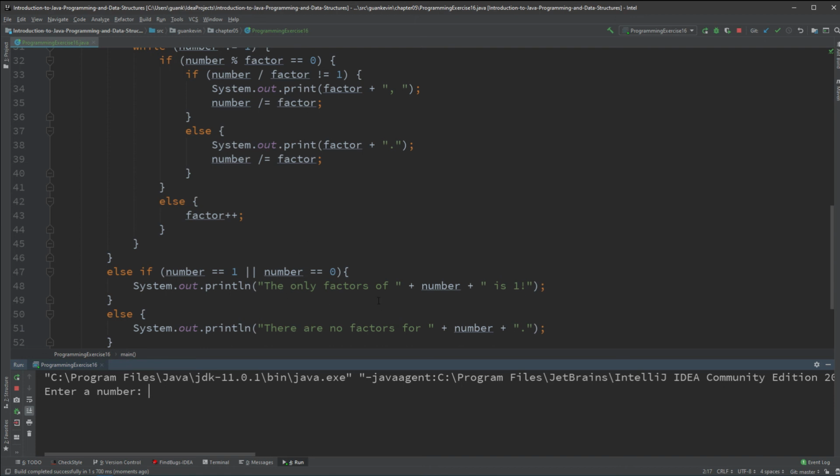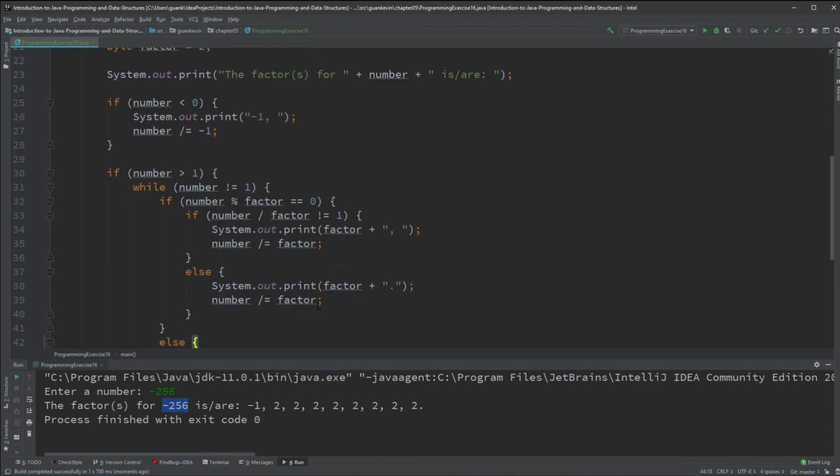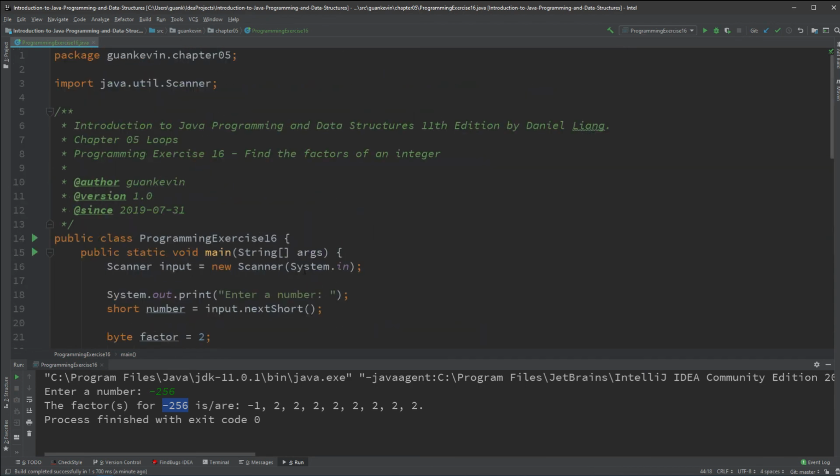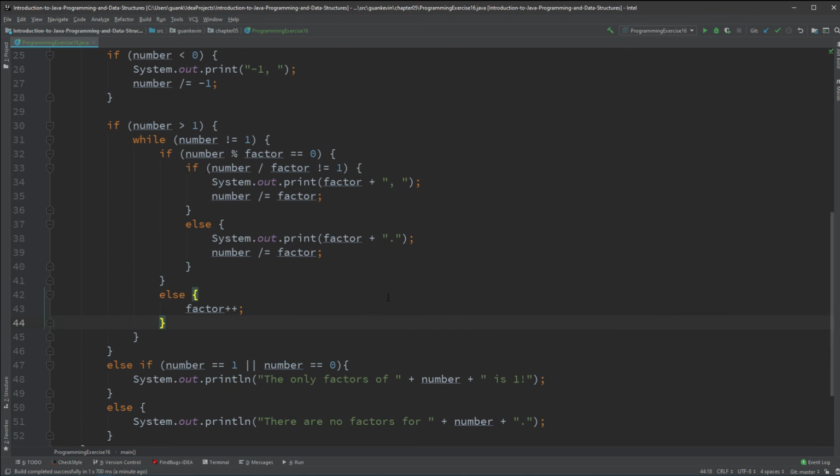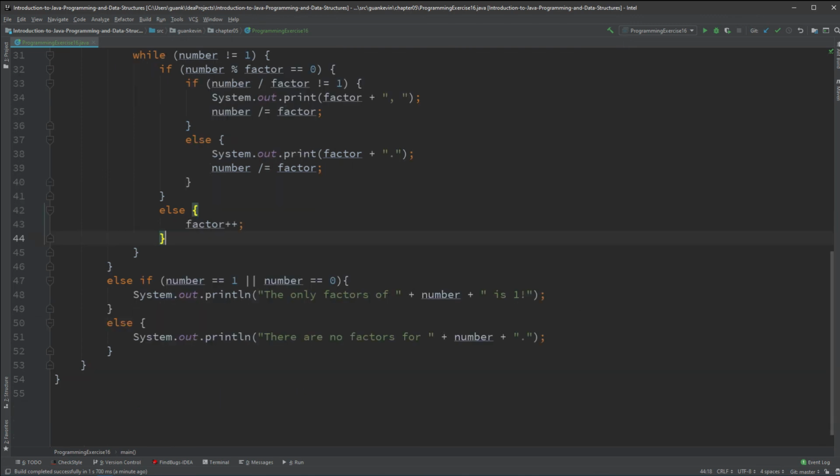Enter a number, let's say negative 256. The factors for negative 256, we'll say negative 1 times 2 times 2 times 2, and that's all the way. So you could say something like that, right? So it depends on what you're asked. So 2 to the 8th power is 256 times negative 1 makes it a negative 256. Okay, but that's just a simple fix. Really depends on what you're asked, what you're being requested, and then you answer from there. And that'll be pretty much it for this exercise.